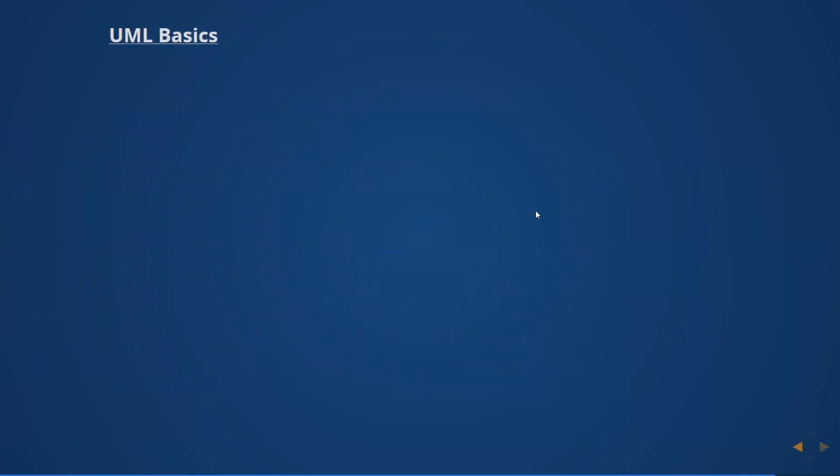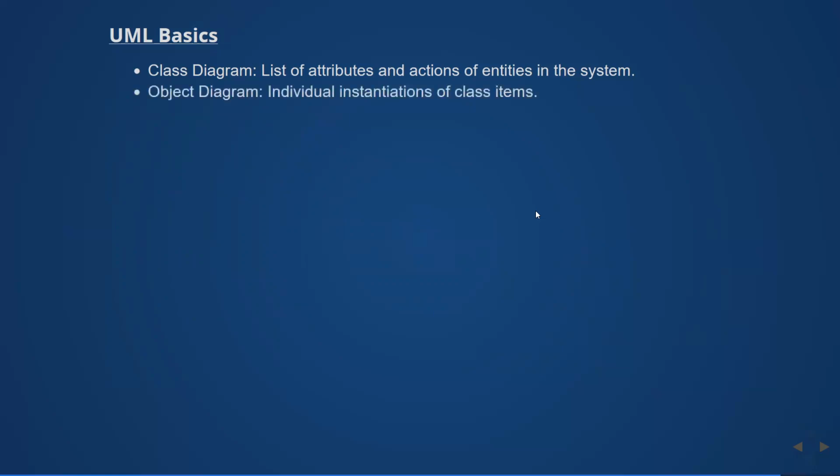So let's talk about UML. We're getting to the end. A class diagram looks at every entity or station or element and defines a list of attributes and actions. Now, if you're familiar with object-oriented programming, you have the abstract classes, and then you have individual instantiations and perhaps variations on that, and those are objects.